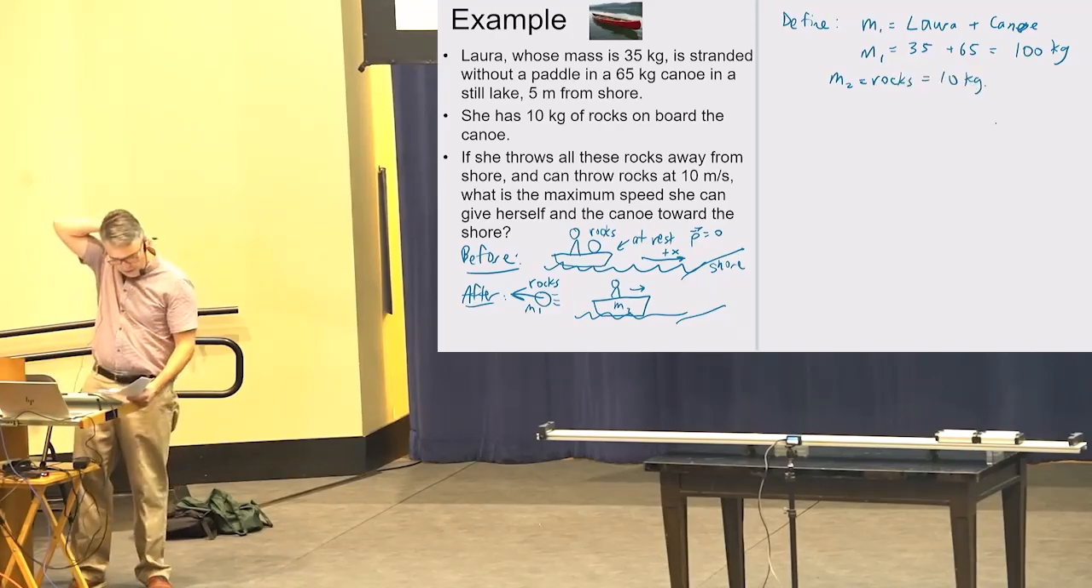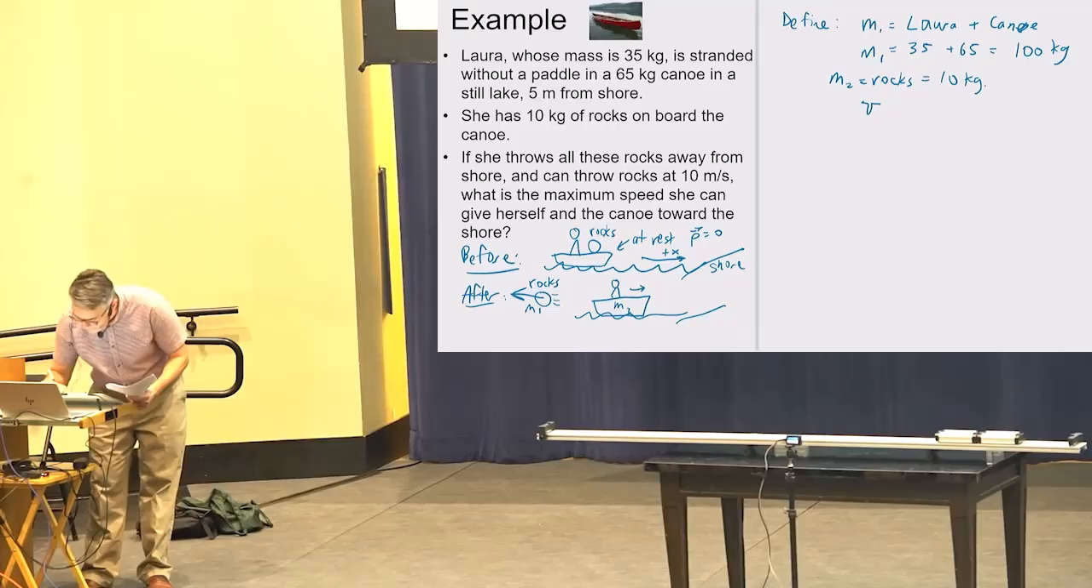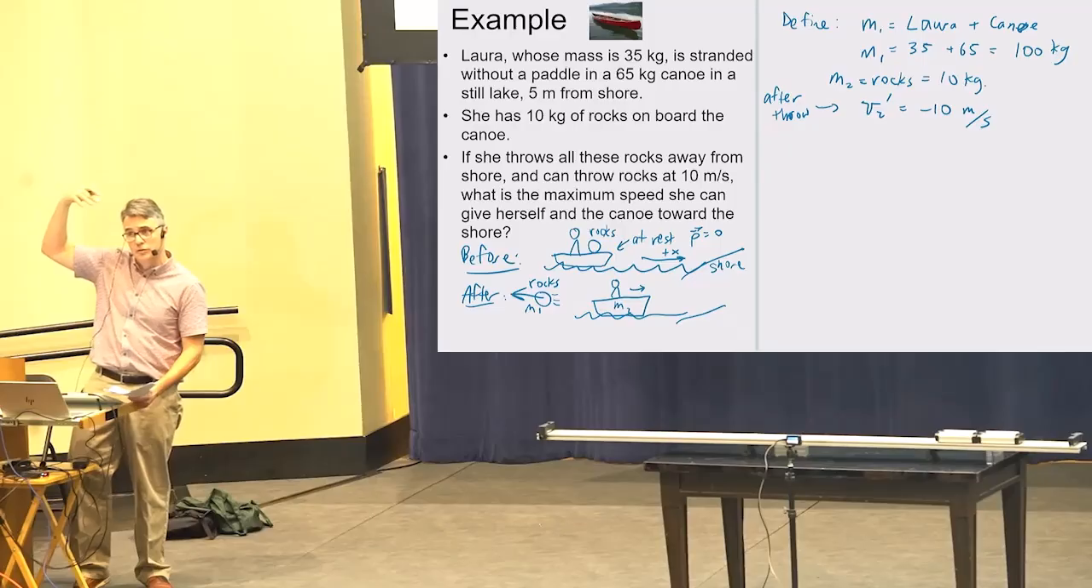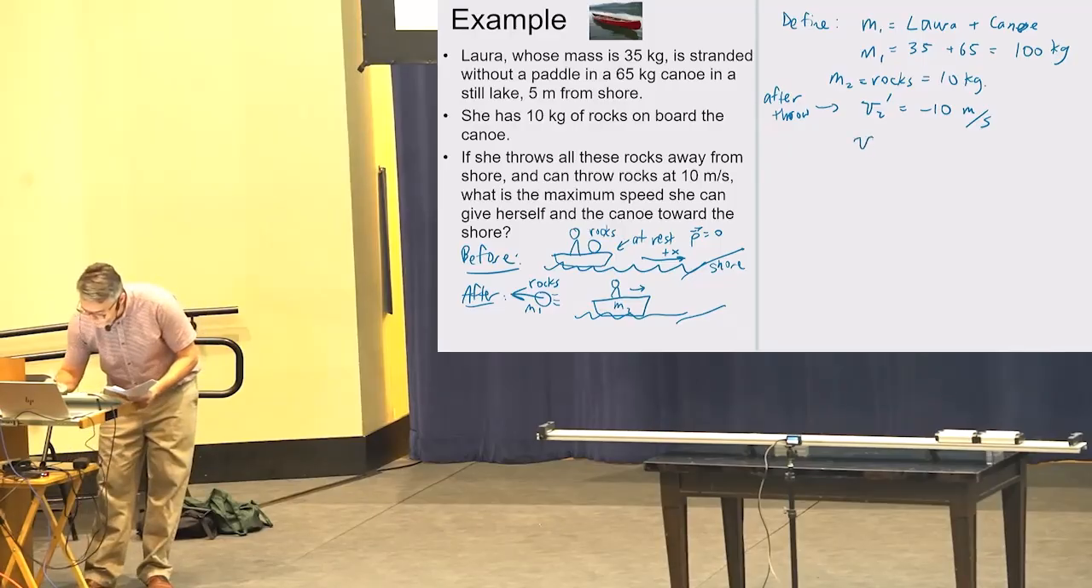And then what I would say is that V2 prime is equal to negative 10 meters per second. This is after throwing, after the throw. Makes sense? So that's why I put the prime on the V2. And then the question is, what's V1 prime? We were trying to find.